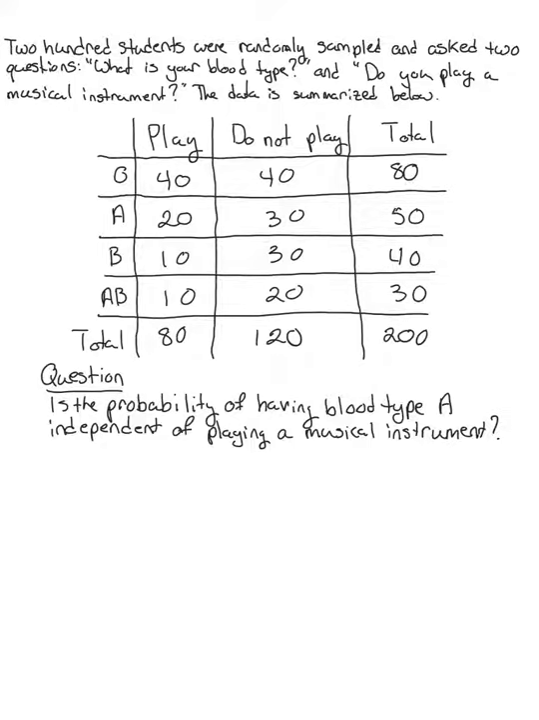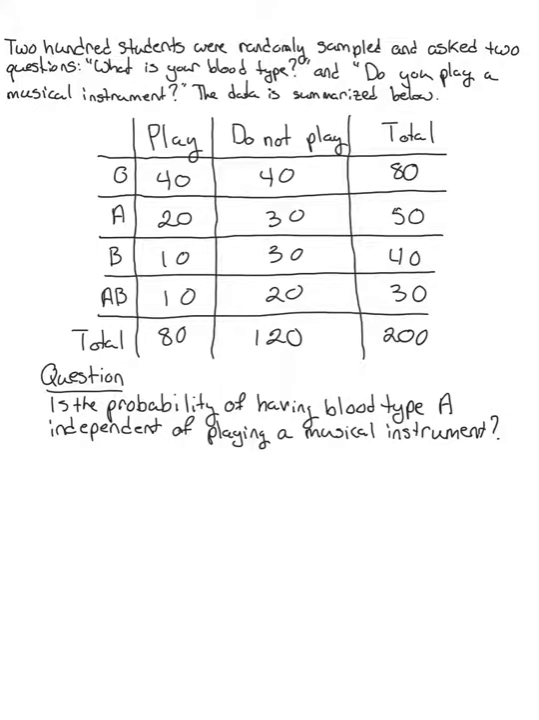Hello there. So today we're going to be going through this problem here. It first says, 200 students are randomly sampled and asked two questions. What is your blood type? And do you play a musical instrument? The data is summarized in the table given.